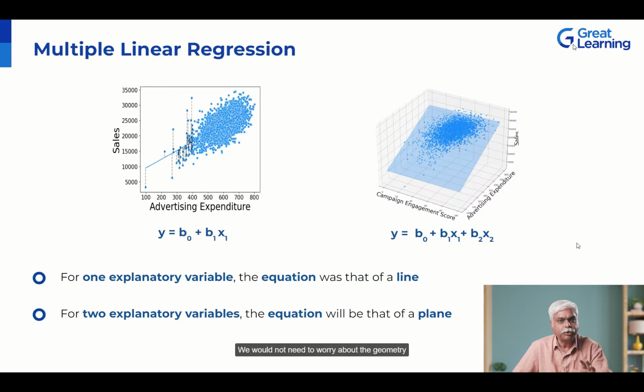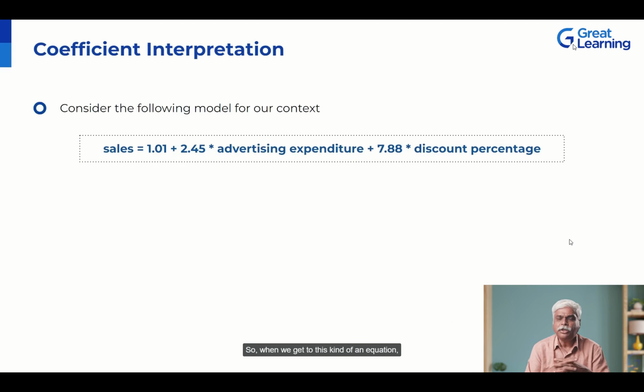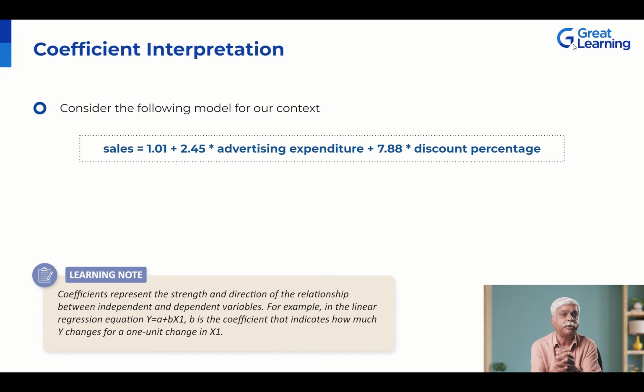We won't need to worry about the geometry at all, because as you'll see, the algorithms will be remarkably similar, and it honestly won't care as to whether we have 2 x's or 3 x's or 4 x's. So when we get to this kind of an equation, we can again get coefficients. You can in fact guess where these coefficients are going to come from. They're going to come from some kind of least squares criteria.